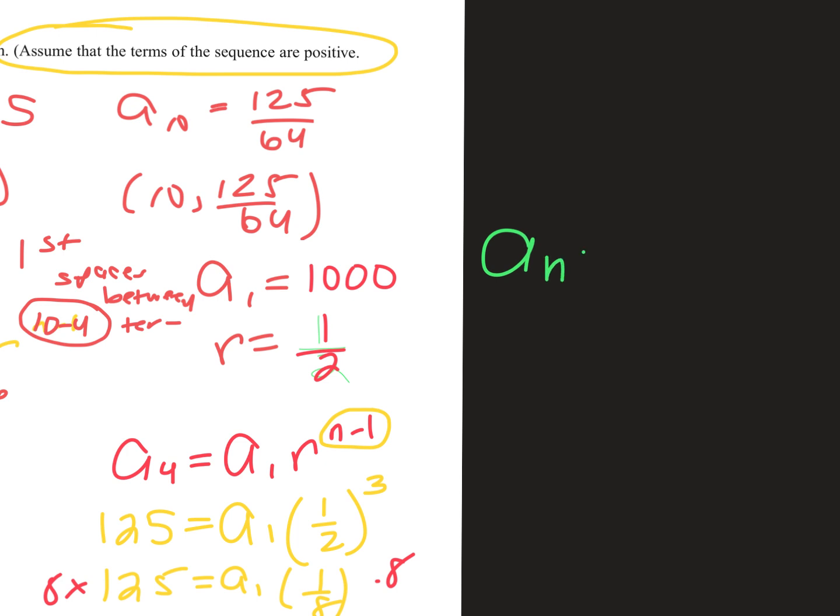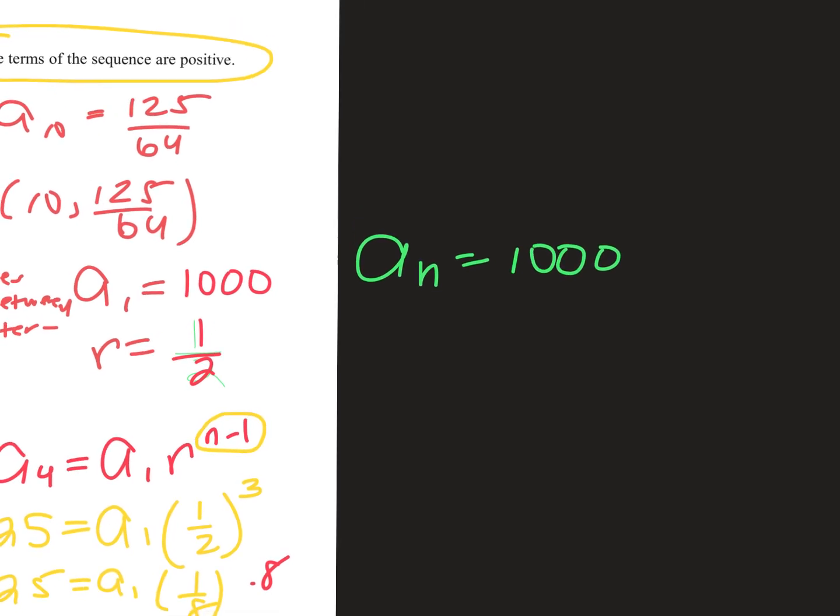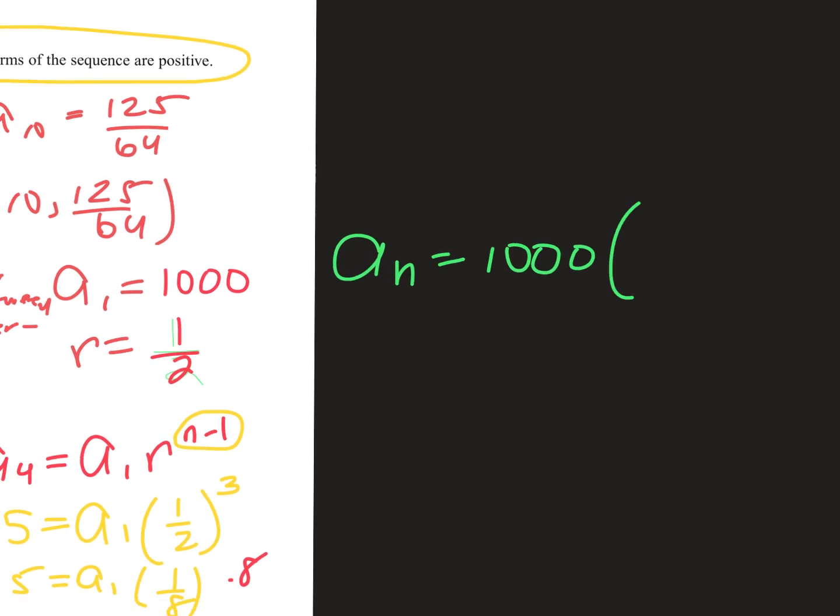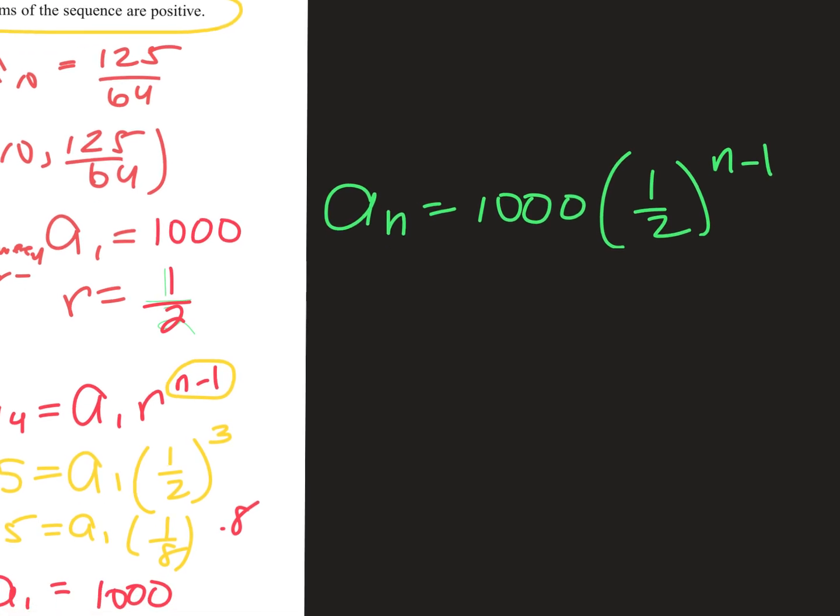Your rule is a sub n equals the first term, which is 1,000, times r, which is what? 1/2 to the n minus 1. Now here is just where you guys are going to have to use your calculators because I think on the test it says no decimals. So when you do this, you're finding the 14th term. So I have 1,000 times 1/2 to the what power? 13th power.